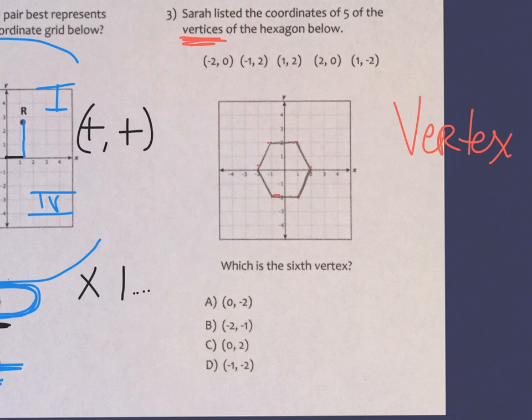So we want to find -2, 0. We start at the origin, we move left for negative, and then we don't jump at all. So that's the first vertex right there. Then we want to go to -1, 2. We move left to -1, we jump 2. There's the second point. Now we want to find 1, 2. We go back to the origin, move right to 1, and jump up to 2.